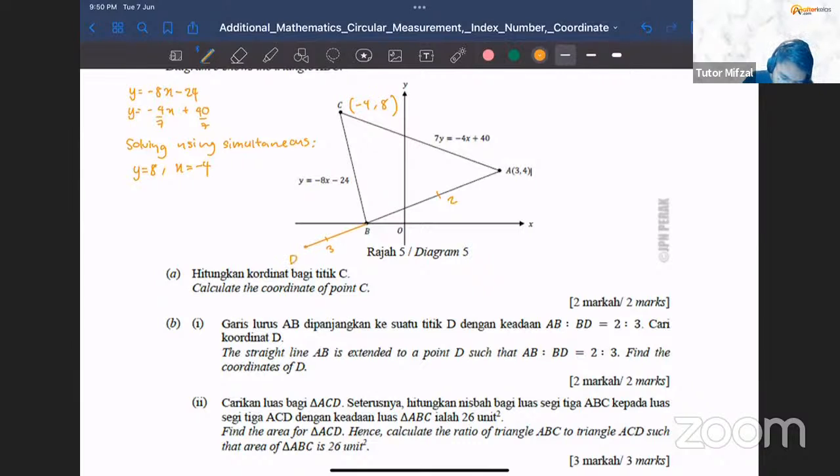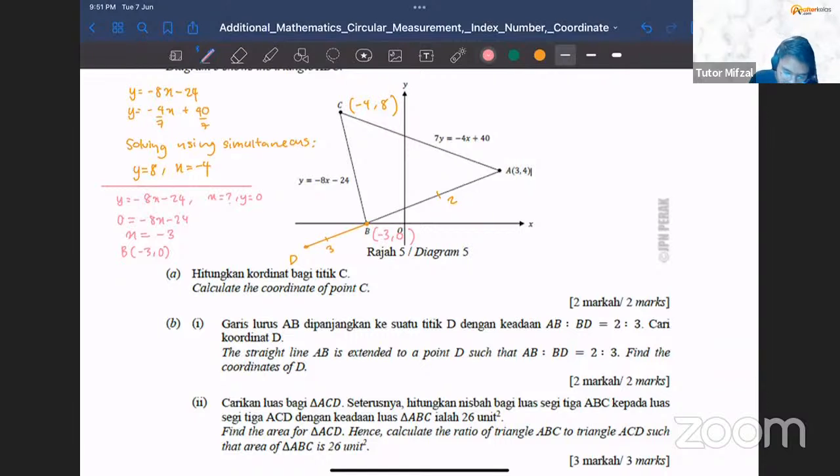So we know that B is at the X axis. Like we said just now, if you have the X axis, then you can make Y equivalent to 0. So Y is equivalent to negative 8x minus 24. At the X axis, X is a value and Y is equivalent to 0. So 0 is negative 8x minus 24, so X is just equivalent to negative 3. So your coordinate for B would be negative 3, 0. So B is negative 3, 0 and A is 3, 4.